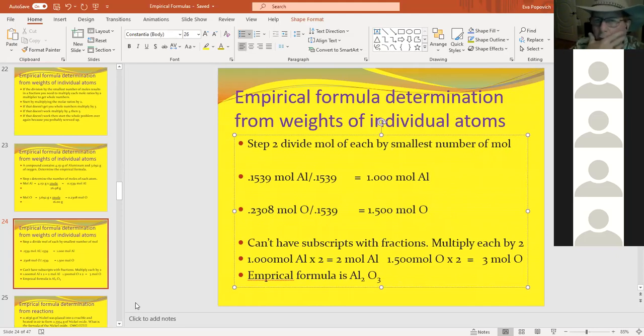Do we have any questions? This is the basic strategy for solving empirical formula problems. Find the weights, turn the weights into moles, divide by the smallest moles. If necessary, multiply by an integer.